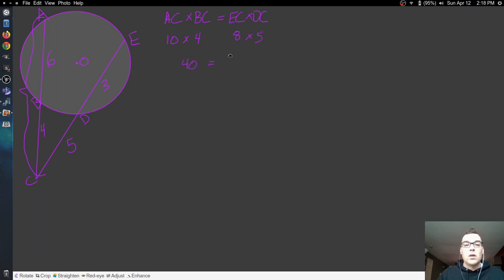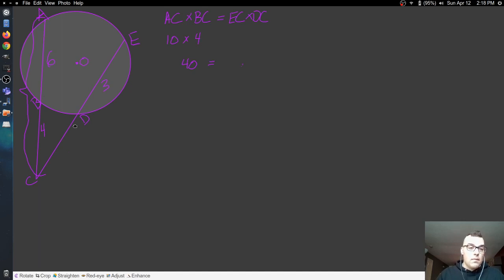40 indeed equals 40. So is this drawn to scale? No. I just wanted to give an example to show you how you would actually put this problem into play. For example, they may have given you this and said, find DC, in which case you'd set it up the same way, except you would say, I would have here, AB and BC.